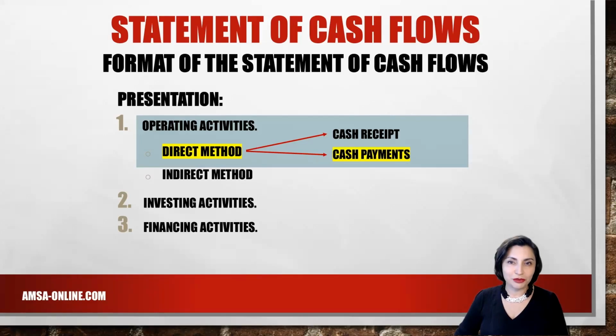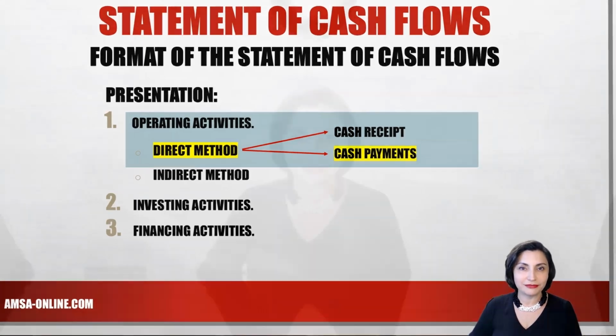The cash flow statement presented using the direct method lists all the major operating cash receipts and payments during the period. We will look into determining the amount of cash paid to suppliers. Let's look at an example.